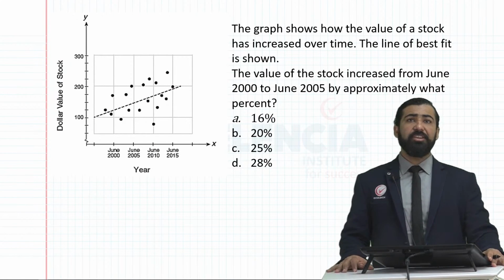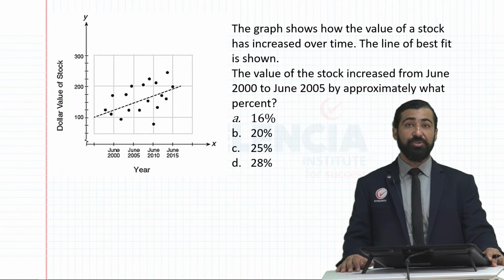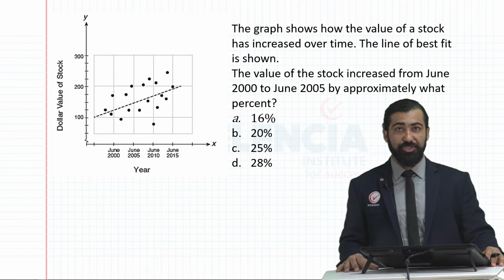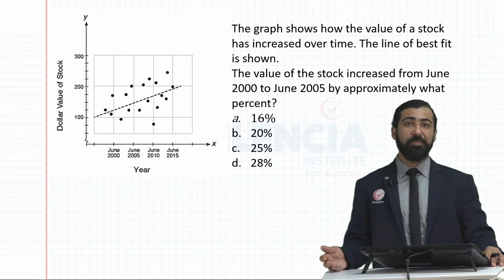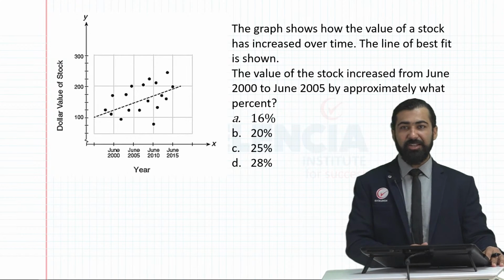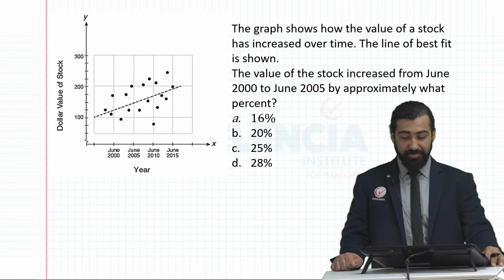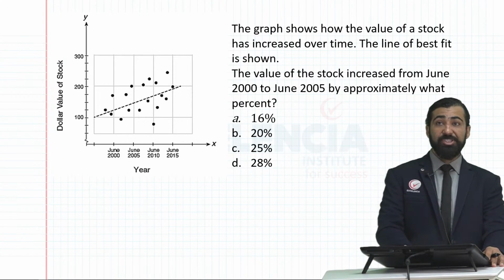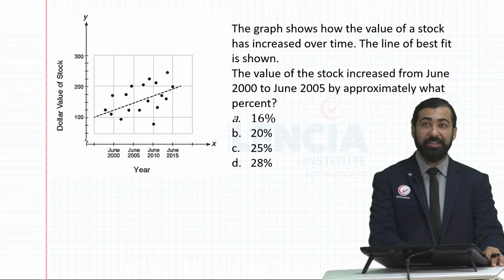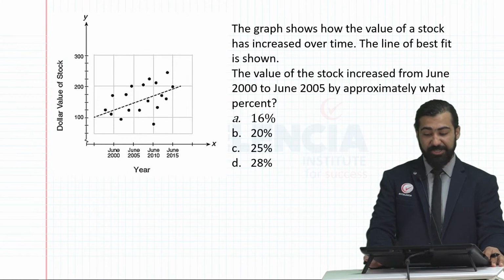Graph shows how the value of a stock has increased over time. The line of best fit is shown. The value of stock increased from June 2000 to June 2005 by approximately what percent? Percent increase will be looking at final minus initial divided by initial. Whenever such questions come, we are looking at it with respect to the line of best fit and not the data given. Since you have drawn the line of best fit, you will be looking at your result with respect to the best fit.